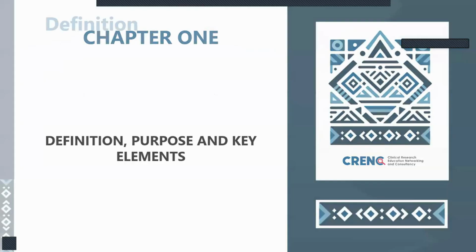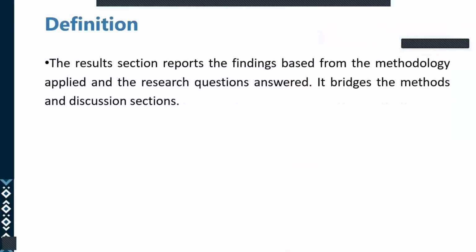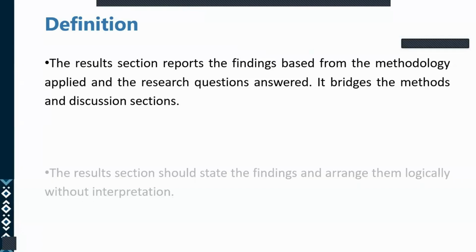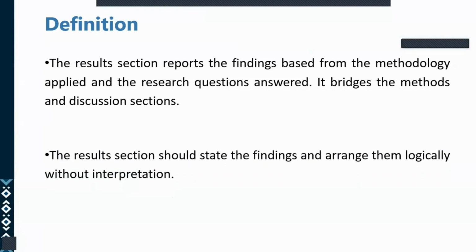So first of all, what is the results section? The results section that you'll be writing in your manuscript reports the findings based from the methodology that you have applied and the research questions that you have answered. So it bridges the methods and the discussion. To discuss something, you first of all have to present it. And to present, you first of all have to tell us how you did. So the results section should state the findings and arrange them logically, and especially without interpretation.